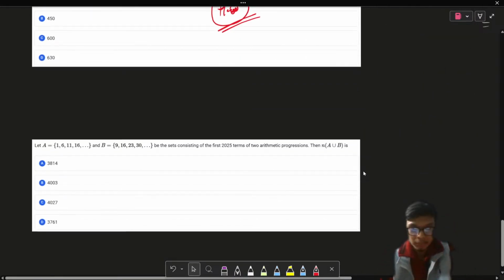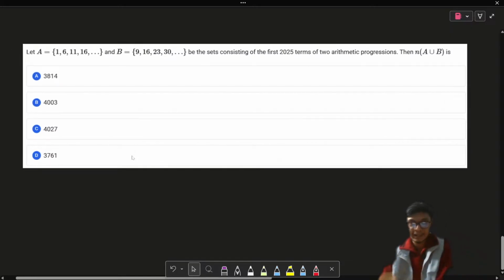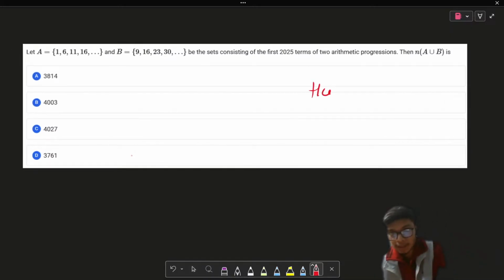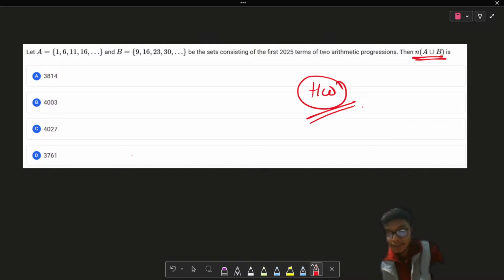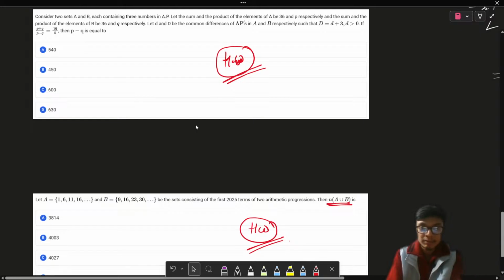However, there is one more important question, which was asked in JEE Advanced and has been repeated many times in JEE Mains. This question is also a homework problem, and it's a very simple problem. You have to find the number of elements in the union of these two sets. You have to apply some ideas of set theory to approach this problem. These are the two problems that you have to take up as homework and try to solve. This will help you recap the entire chapter of sequence and series.